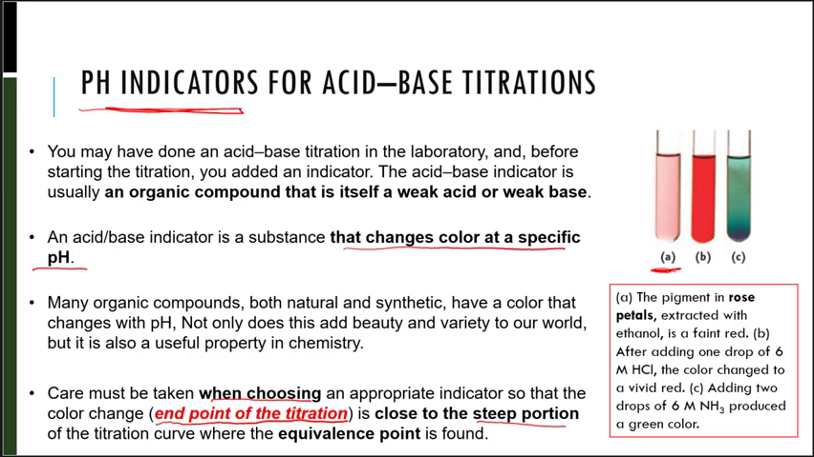Here's just one example of an organic natural compound. Here I have the pigment that's in rose petals. So in A, we can see that it's extracted with ethanol and it is a faint red. After I add acid to it, it turns a deep red. And after adding a base to it, NH3, it produces a green color.